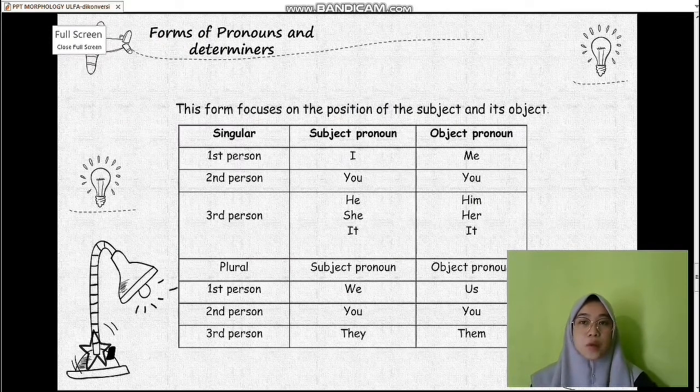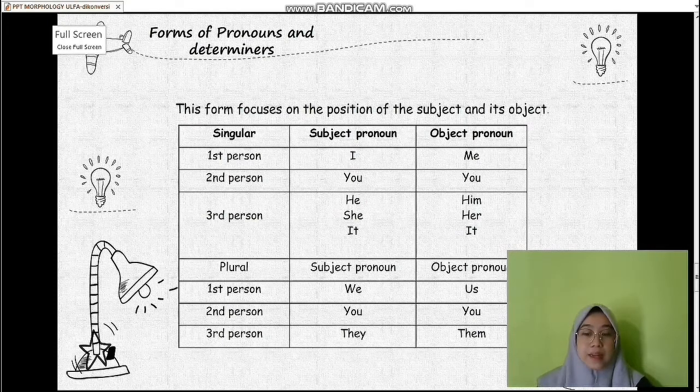Next, form of pronouns and determiners. This form focuses on the position of the subject and its object. Pronouns are used for people or things and change shape according to the person or thing being referred to, their position in a sentence, be subject or object. Example, for singular form, first person have subject I and object me. And for plural first person, have subject we and object us.